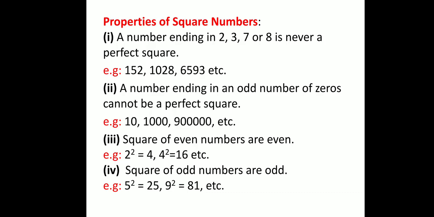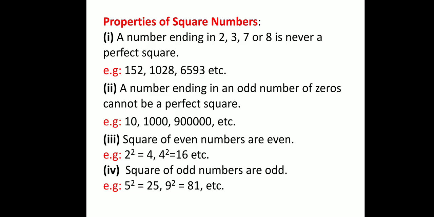Now, second property of square number is a number ending in an odd number of zeros cannot be a perfect square. It means if the number of zeros present at the end of a particular number is odd, then it will not be a perfect square. For example, 10,000, 9 lakh. So here the number of zeros are odd in number, so it is not a perfect square.